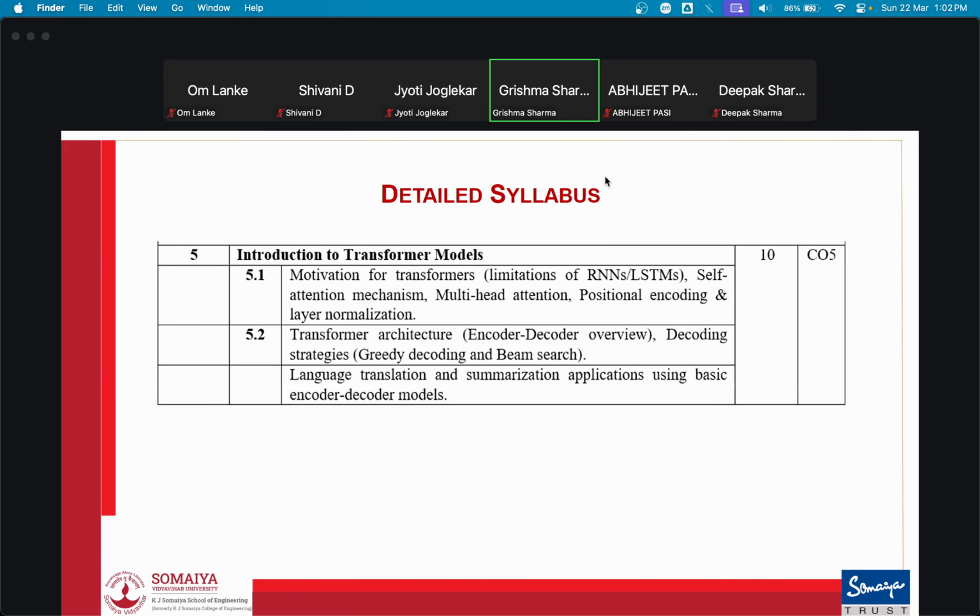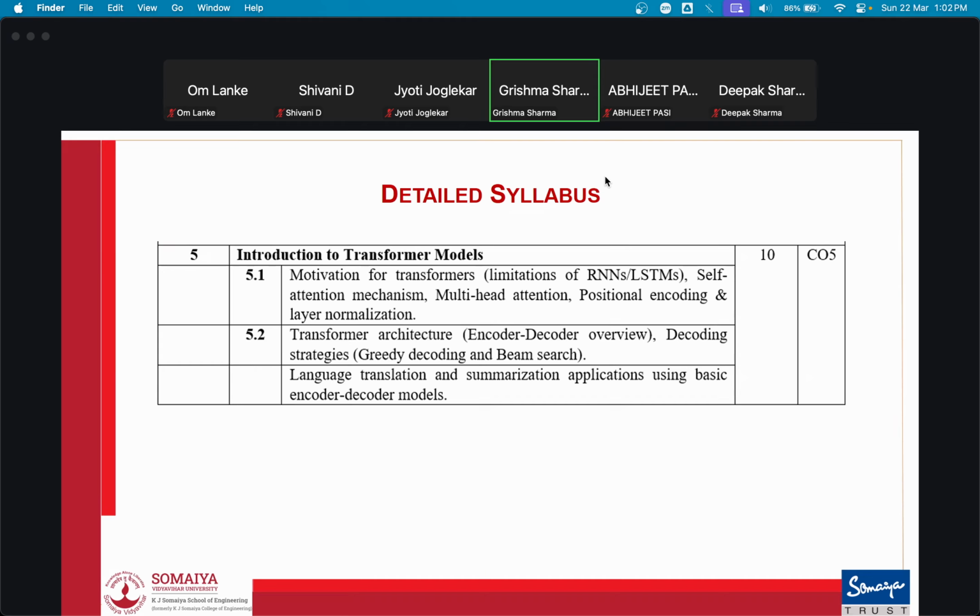Then we have module number 5, introduction to the transformer model. As we know, the applications of agentic AI and large language models that are nowadays used for various text applications have the transformer model as their fundamental model. In the transformer model, what is the motivation for going to it, and what are the limitations of RNN and LSTM? The concepts of self-attention and multi-head attention are to be covered.